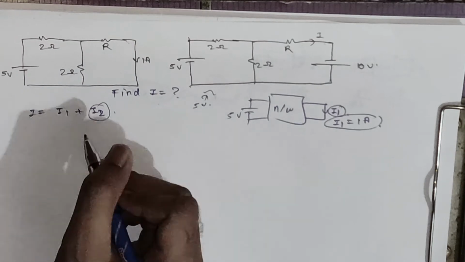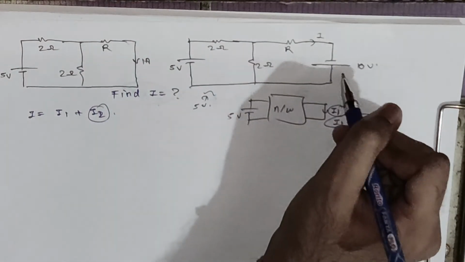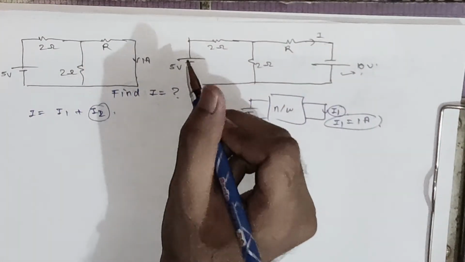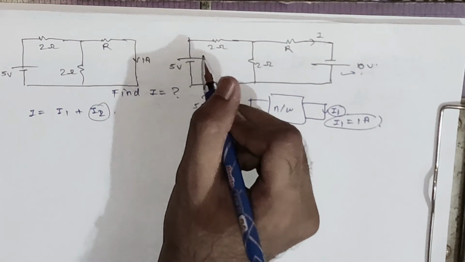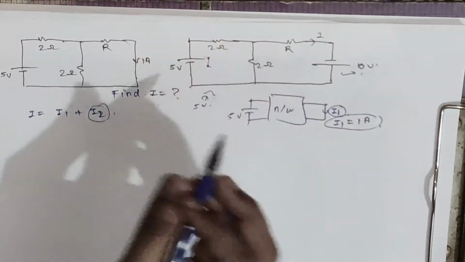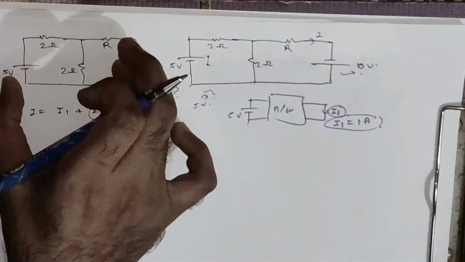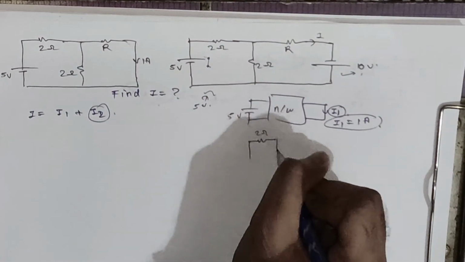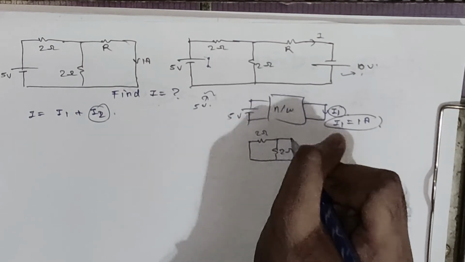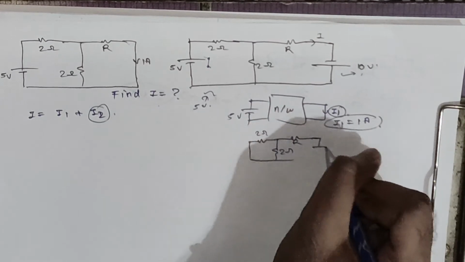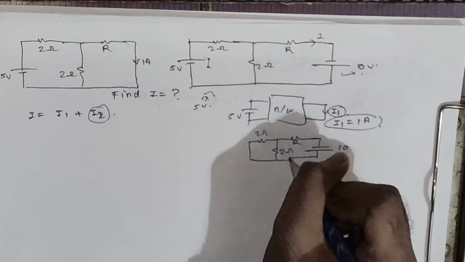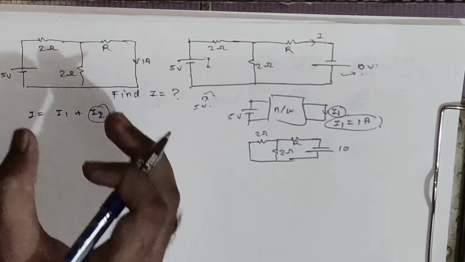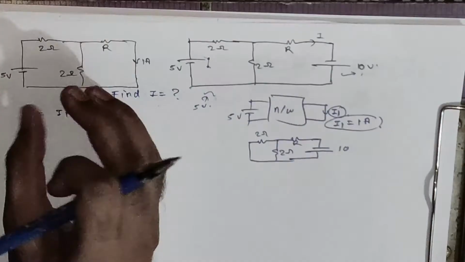So for I2 what we are going to do, we will say that 10 volt is now active and 5 volt will be now inactive, so it will be replaced by a short circuit. So basically we have to convert this circuit into this circuit like this one. This is your 2 ohm, this is your 2 ohm, and this is your R, and you want the voltage to be like this, at this position. So you can see, to achieve the voltage at this side we have to change the position.